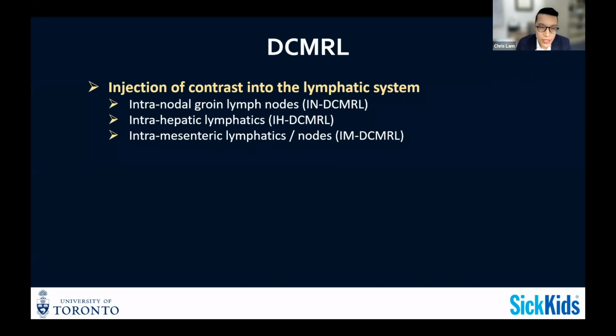Okay, so let's go into the more interesting part, DCMRL. This is when we actively inject contrast directly into the lymphatic system and then image it. There are at least 3 common ways we can access the lymphatic system: through the intranodal groin lymph nodes, through the intrahepatic lymphatics, or through the intramesenteric lymphatics. And as you recall from earlier in the talk, these are the 3 main tributaries of the cisterna chyli.